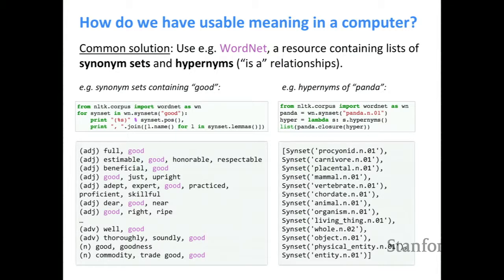And for each synonym set or synset in WordNet, we might define all the other words that mean the same thing. So in some cases, good can mean full. In other ways, it could be similar to beneficial in meaning, or it could be dear and near, it could be right or ripe, and so on. So good has a lot of different meanings, and each of these meanings has a set of synonyms associated with it. And it could be not just an adjective, but it could also be an adverb, and it could also be a noun. And in each of its meanings, we'll collect these synonym sets or synsets.